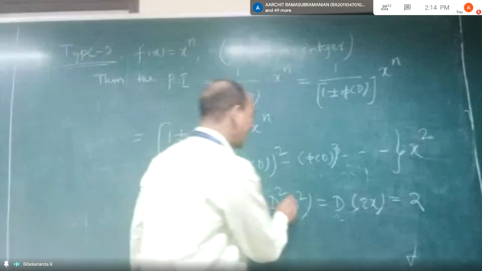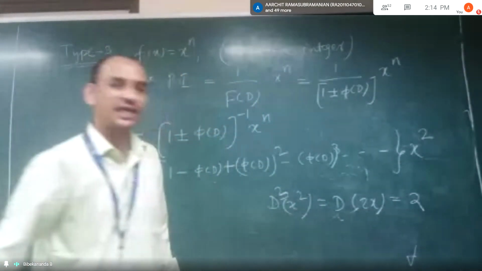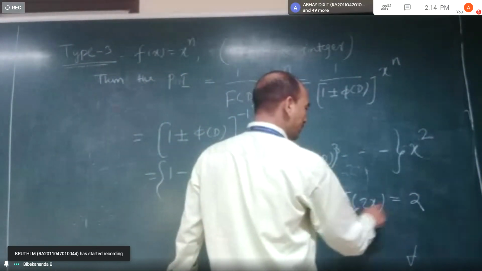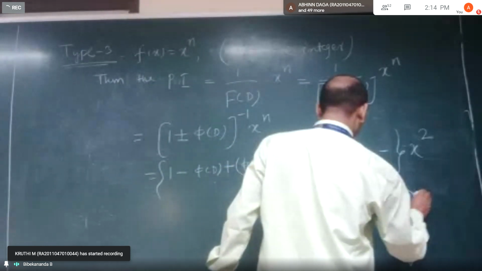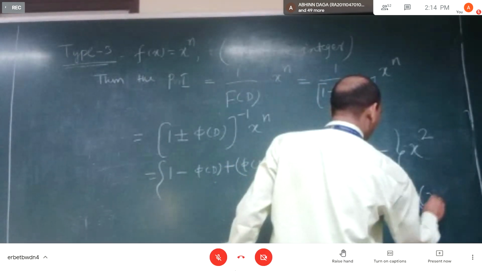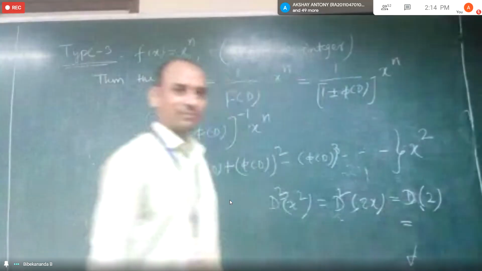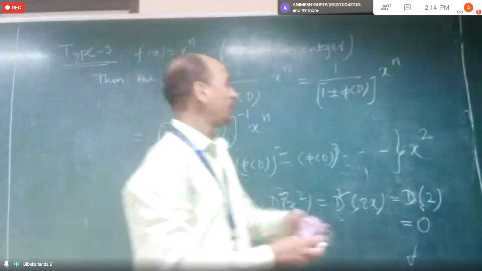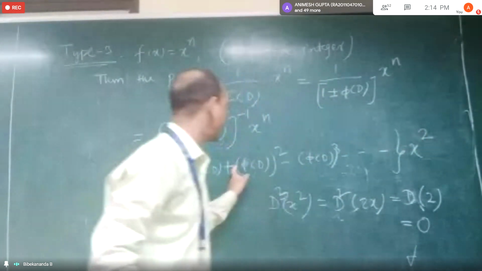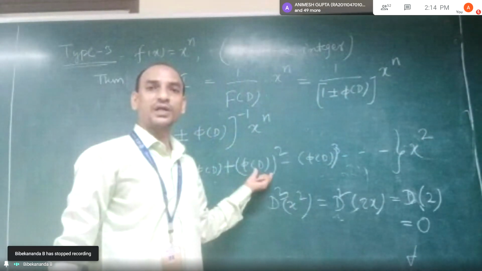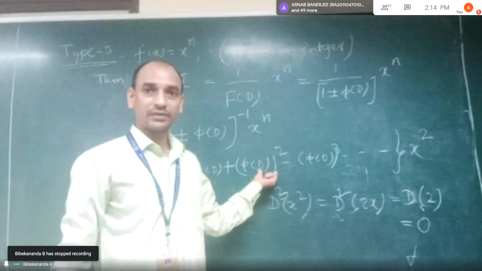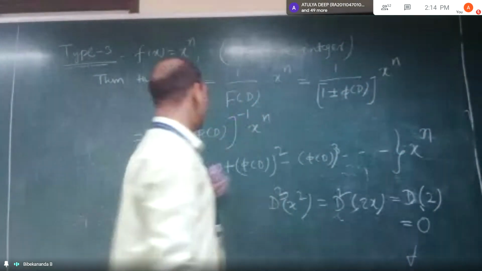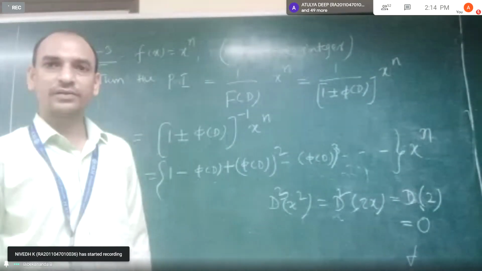If I take the third derivative of this one, the first derivative is 2x, the second derivative will be 2, and the third derivative will be 0. So no need to take the higher terms. Depending upon the degree of this one, we have to take the degree of the term inside the bracket. I am writing for general n, and this is the general thing. Is it clear?